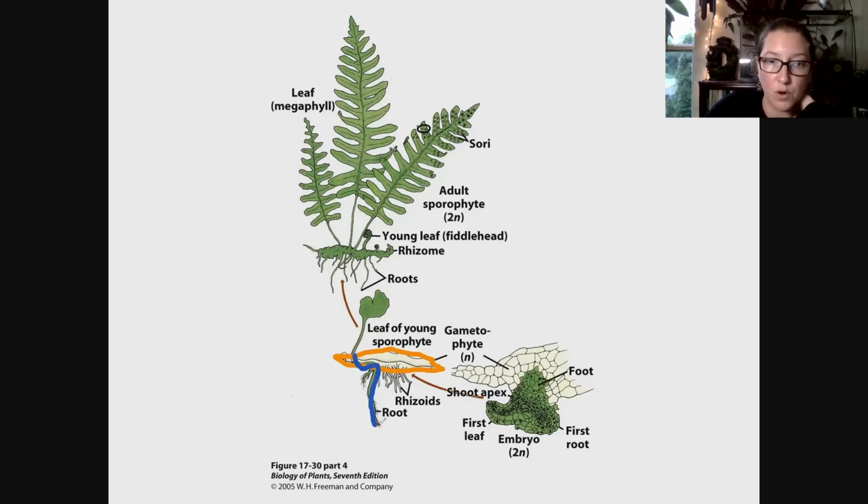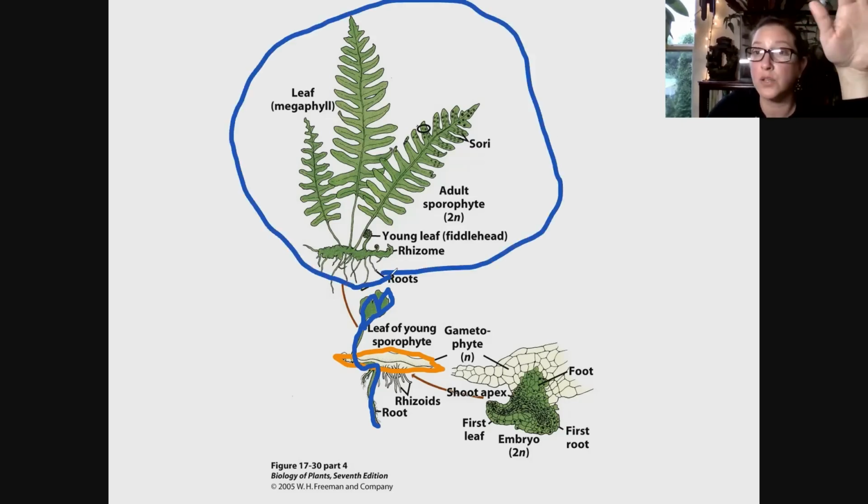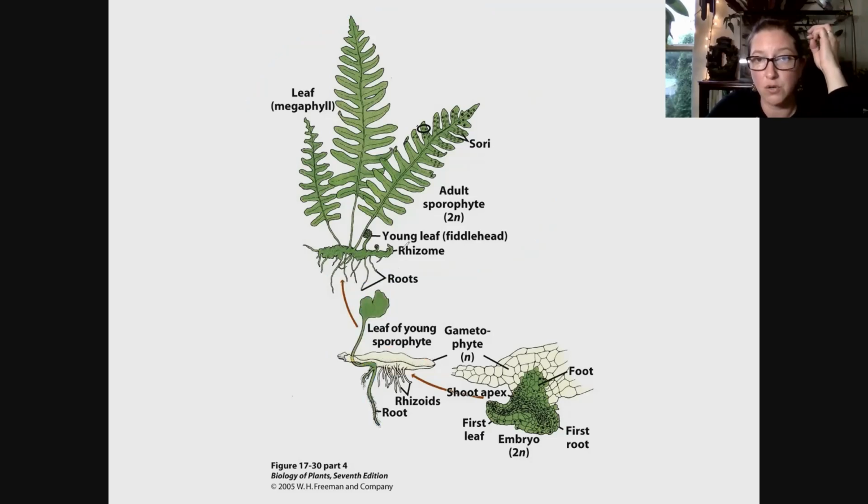And so the new sporophyte plant, which I'm drawing in blue, will grow out of that gametophyte plant, and then eventually the gametophyte plant will just disintegrate, and the new mature sporophyte plant will go on its own independently because it's the dominant generation. And as a reminder, in all the vascular plants, the dominant generation is the sporophyte. And in all the non-vascular plants, the dominant generation is the gametophyte. We talked about that at the top of the class.